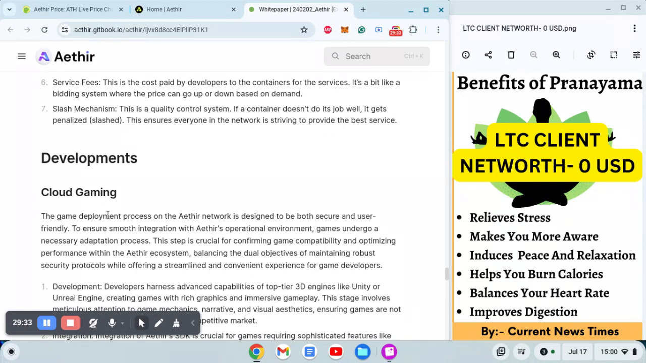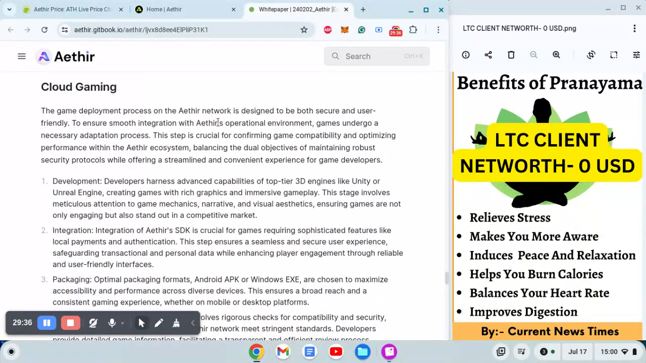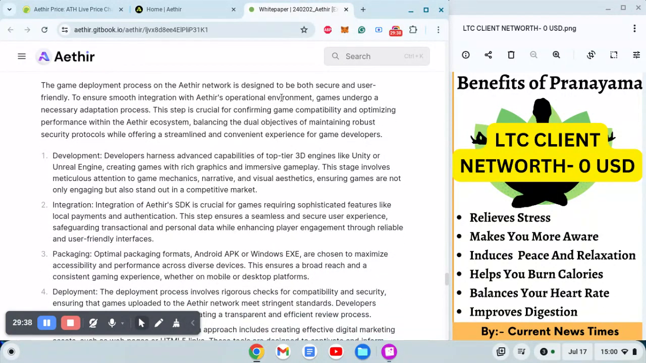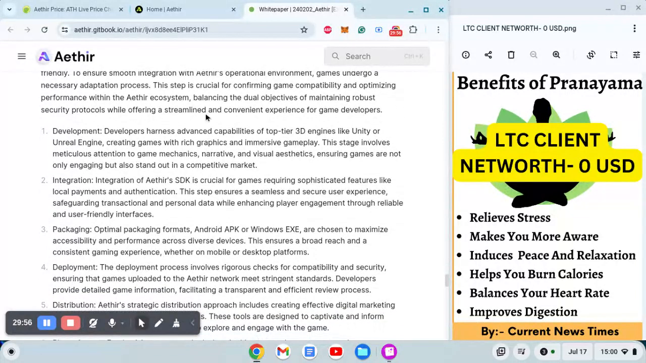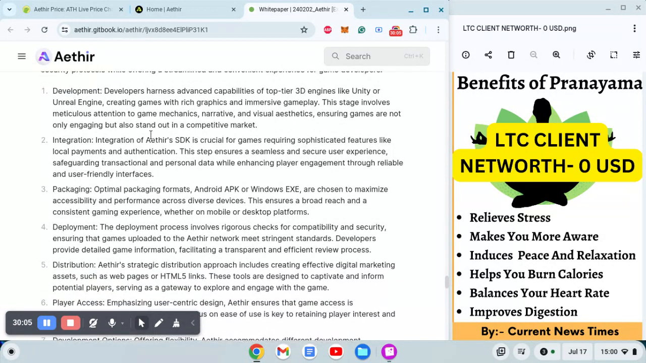Developments. Cloud gaming. The deployment process on the Aether network is designed to be both secure and user friendly. To ensure smooth integration with Aether's operational environment, games undergo a necessary adaptation process. This step is crucial for confirming game compatibility and optimizing performance within the Aether ecosystem, balancing the dual objectives of maintaining robust security protocols while offering a streamlined and convenient experience for game development.